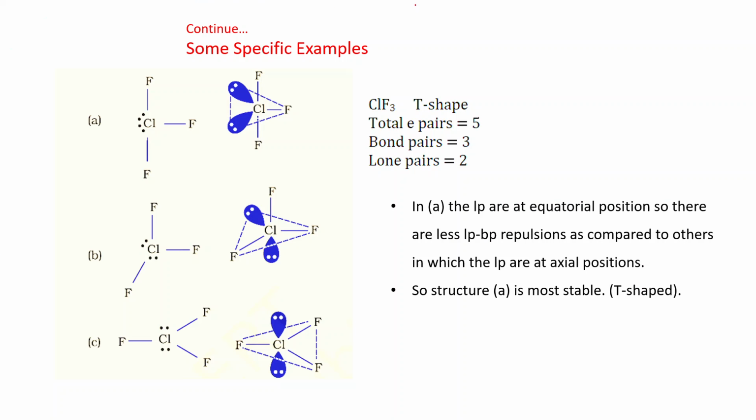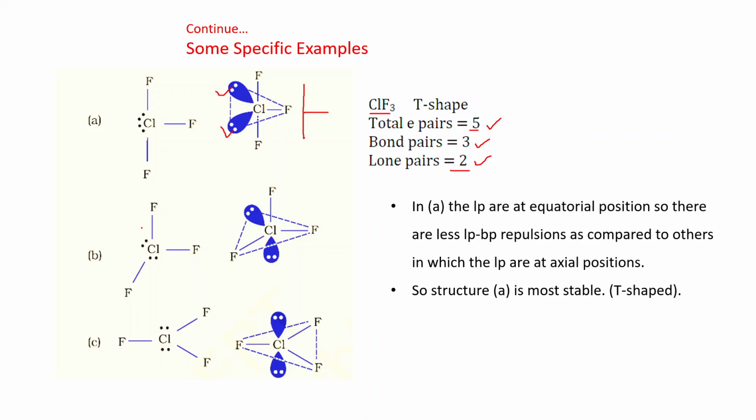Now see one more example, ClF3. Now in ClF3, total electron pairs are 5, bond pairs are 3, lone pairs are 2. Now again, these 5 electron pairs will arrange in trigonal bipyramidal manner. Now again, what should be the position of these lone pairs? We already discussed the repulsion is minimum at equatorial position. That's why these 2 lone pairs of electrons occupy equatorial positions, making the shape T shape like this.